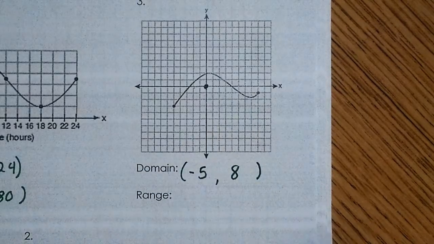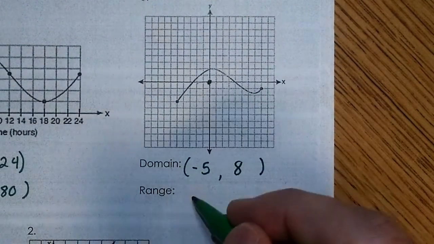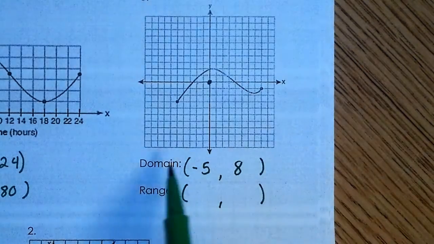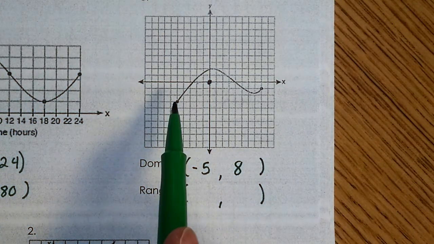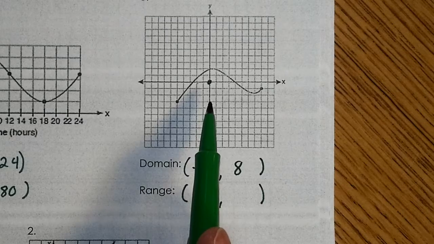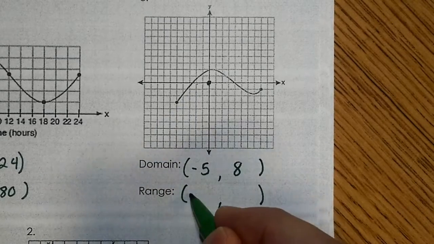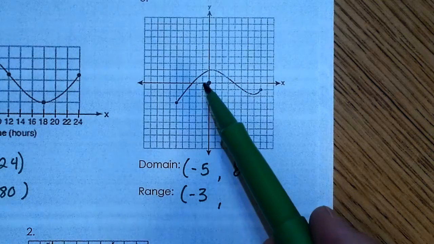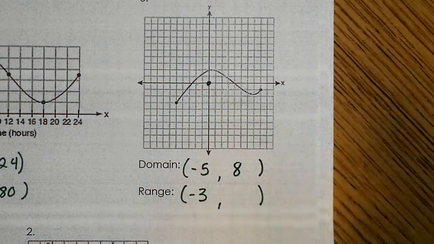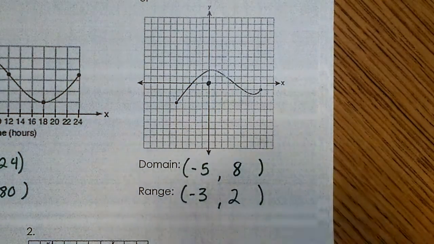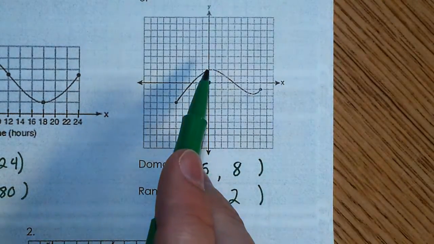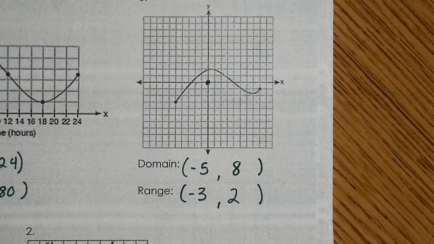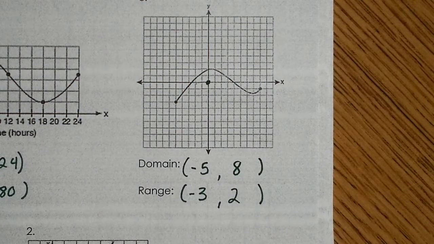Okay? Good. Now range. Where do we start range at? The bottom. Yeah, so what's the lowest point on this graph? It's right here. And that's at negative 3. What about our highest point on the graph? Positive 2. Yeah, that's our highest point. So again, the domain and range literally just puts the graph in a box.